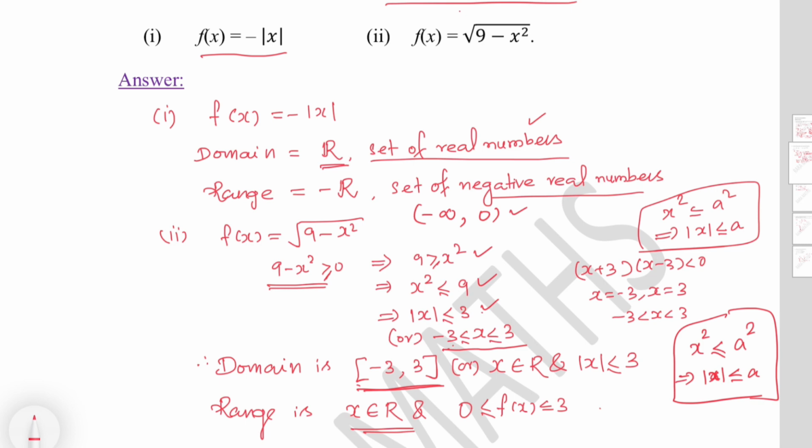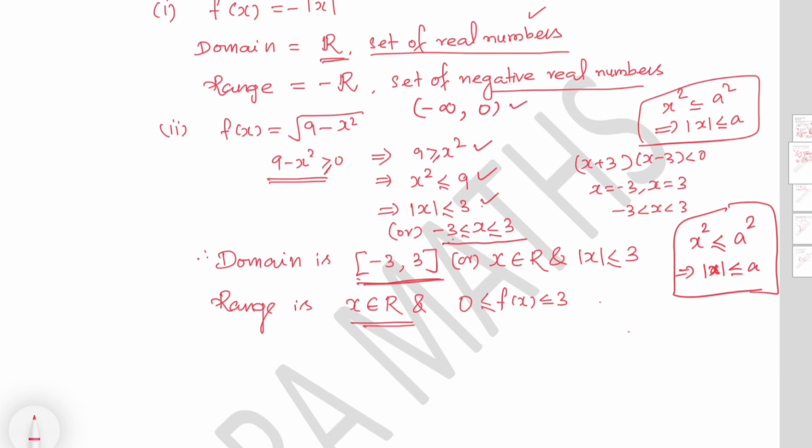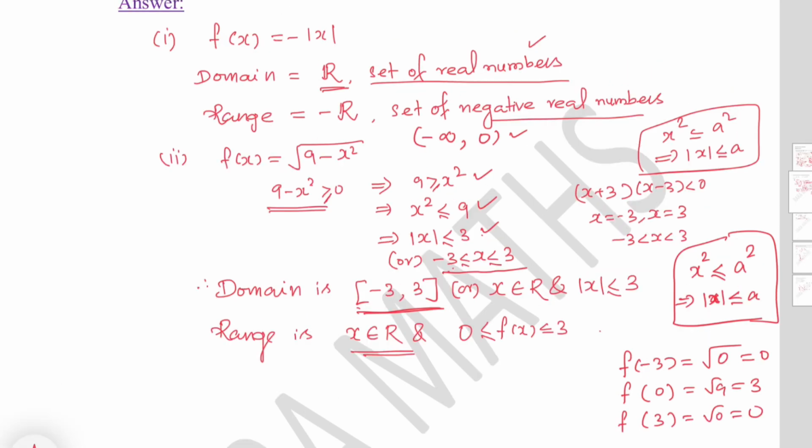That's the domain. And the range, you can find using the minimum and maximum values. When x is negative 3, f of minus 3 is root of 9 minus 9, that is 0. Take f of 0, you get root of 9, which equals 3, the maximum value. And f of 3 gives again 9 minus 9, that is 0. So for all the values of the domain, minus 3 to 3, the values of f range from 0 to 3. Therefore the range is 0 less than or equal to f of x less than or equal to 3. Range means the value of f of x.